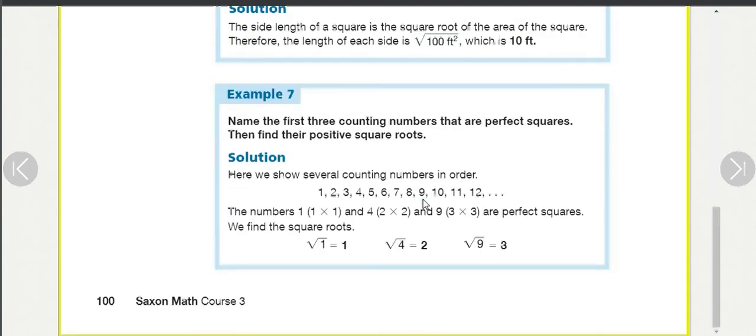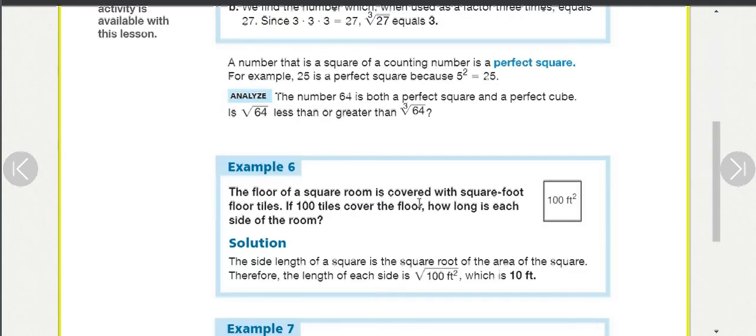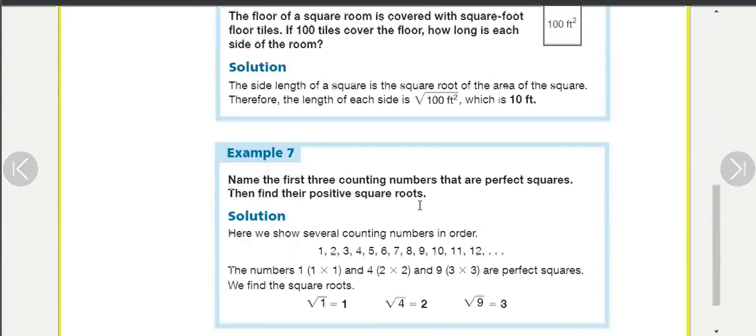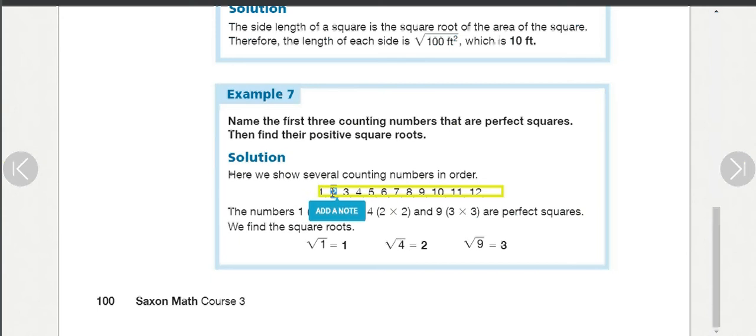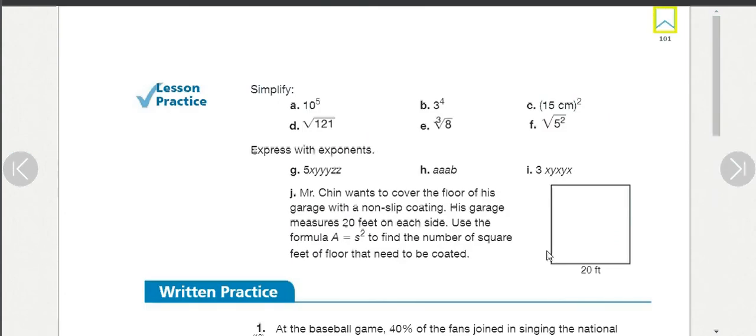Name the first 3 counting numbers that are perfect squares. A perfect square is a number that's a square of a counting number. 25, 9, and 4 are perfect squares. The first 3 counting numbers that are perfect squares, well, 1 is 1 times 1, 2 doesn't work, 3 doesn't work, but 4 is 2 times 2, and then all the way up to 9 is 3 times 3. We could have found that quicker by just going, what's 1 times 1, what's 2 times 2, and what's 3 times 3. Those are called the perfect squares.